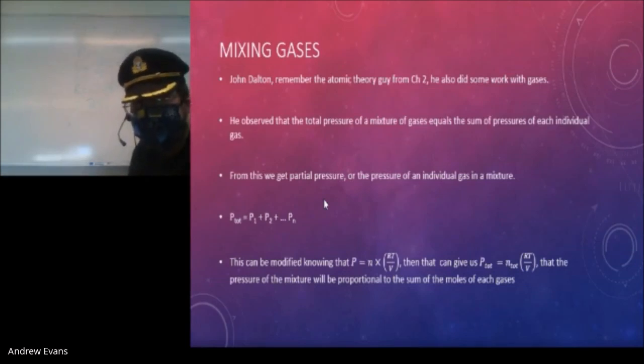So if I have two gases in the same quantities, and I know the pressure of one, the total pressure would be essentially doubled. So if I have 1 mole of this gas and 1 mole of that gas, and the 1 mole gave me 1 atmosphere, if I mix them together, 1 plus 1 would give us 2 atmospheres of pressure.